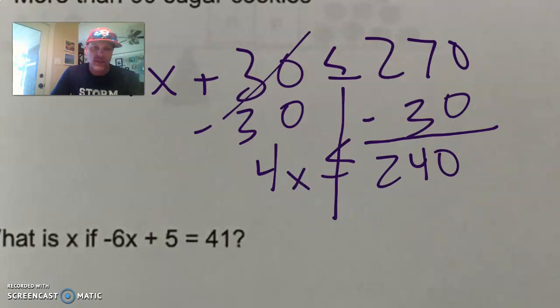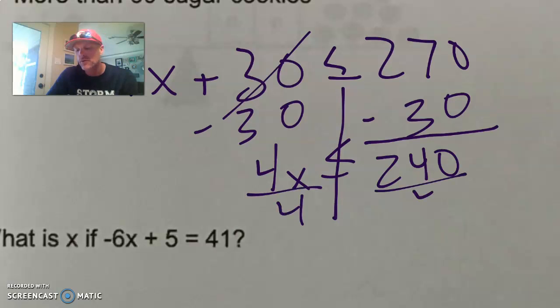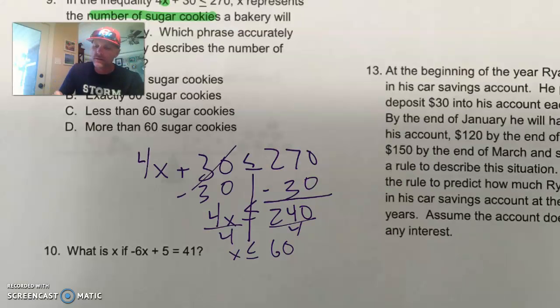4x means 4 times x. 4 times something is 240. We're going to do the opposite. We're going to divide by 4. So x is less than or equal to 24 divided by 4, which is 6, and then bring that 0. So x, the cookies have to be less than or equal to 60. Less than or equal.